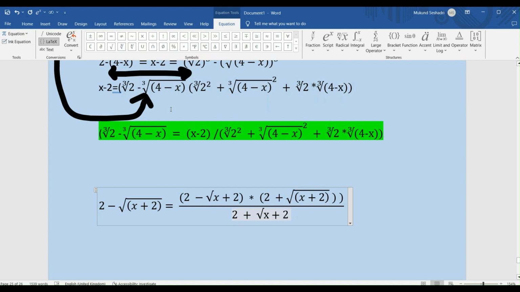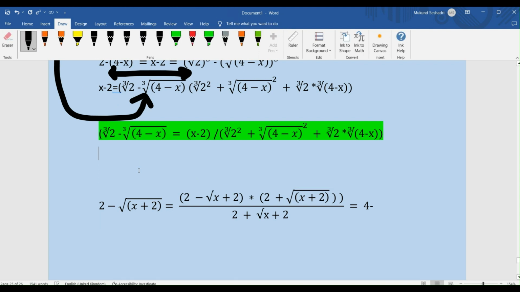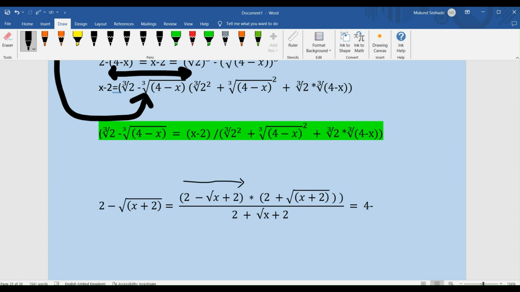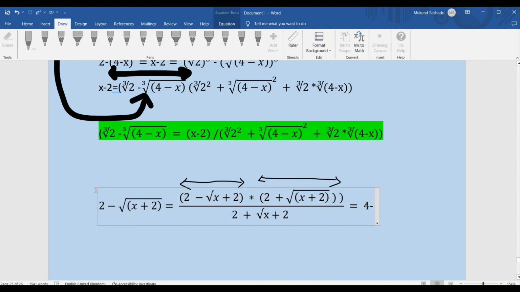Right, so all that I've done is multiply the numerator and the denominator by 2 plus square root of x plus 2, which means that I get 4 minus... I'm using a minus b into a plus b. So you can see that this is of the format a minus b into a plus b, right? This is a minus b, and this one is a plus b, right? That's equal to a square minus b square.